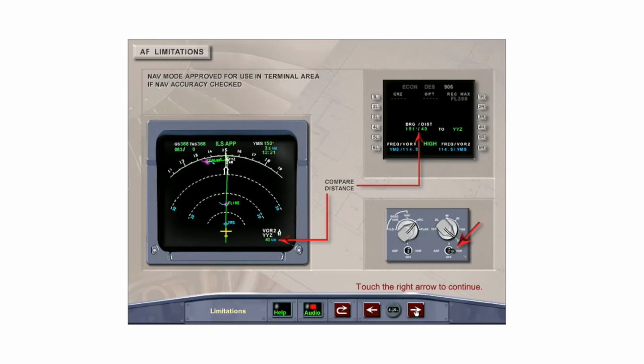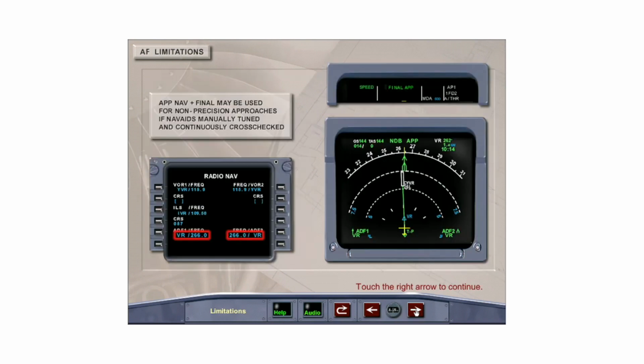NAV mode is approved for use in the terminal area and for approach if the nav accuracy has been checked using raw data, or high accuracy is displayed if a nav accuracy check is not possible. For non-precision approaches, the approach NAV and FINAL modes may be used if the approach navaids are manually tuned and displayed and raw data is continuously monitored for navigational accuracy during the approach. For ADF approaches, the approach ADF must be tuned manually.